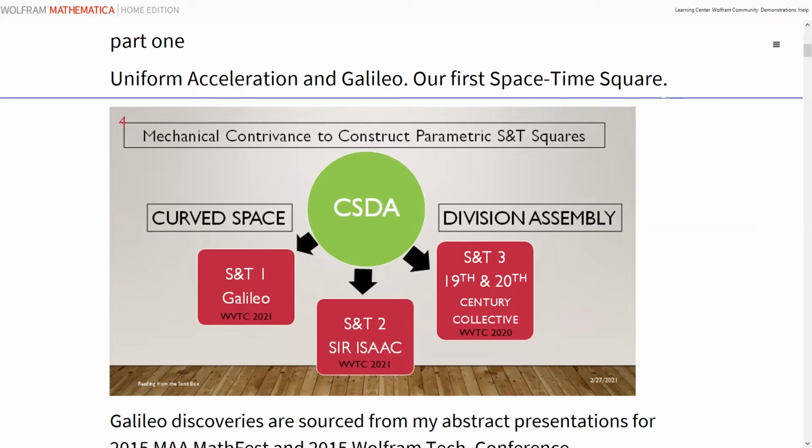My presentation is in two parts. Part 1 explores SNT1, Galileo's discovery of uniform acceleration. Part 2 explores SNT2 event curves and their development by Sir Isaac Newton and Johann Kepler.